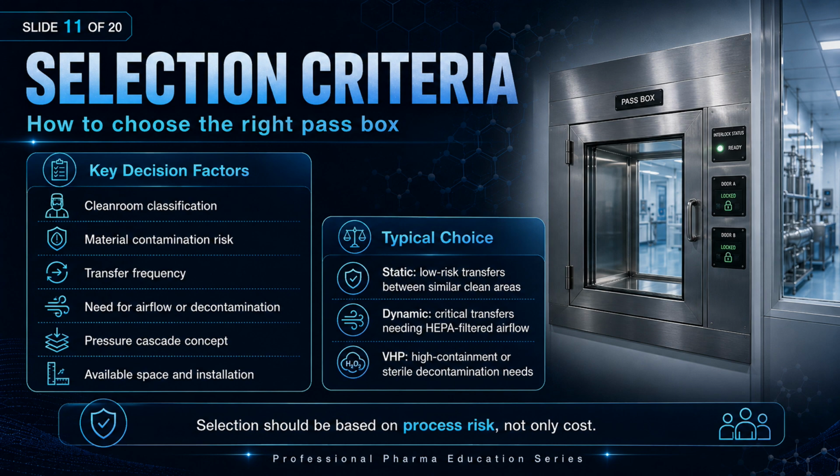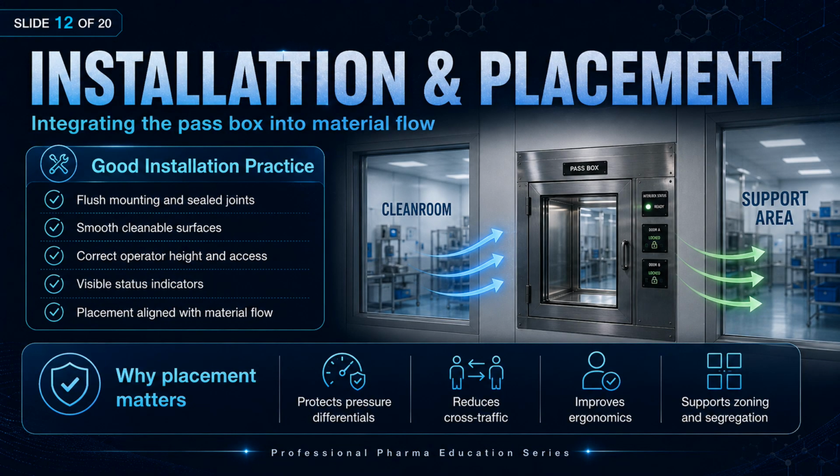Selection criteria. Which technical factors determine the most appropriate pass box design for a pharmaceutical process? Selection should consider cleanroom classification, contamination risk, transfer frequency, pressure cascade, material properties, installation space, and the need for airflow or validated decontamination. Installation and placement.